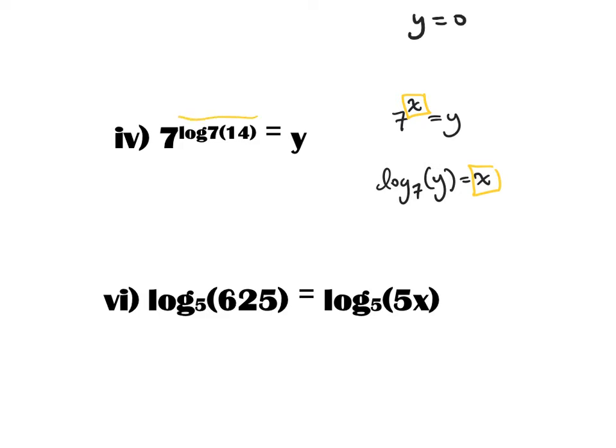So if 7 to the log base 7 of 14 equals y, then log base 7 of y, all right, now in my logarithmic statement, I'm getting those values from there, should equal my exponent.